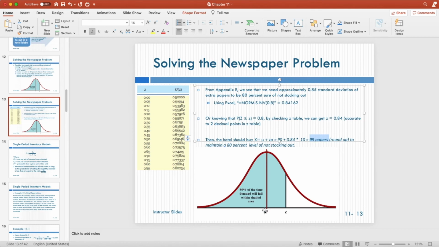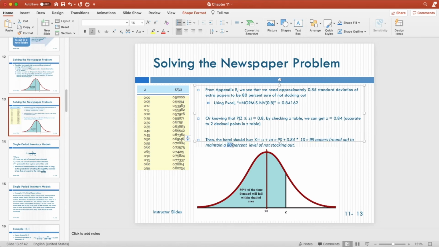If you only buy 90, let me ask you this question. If you only buy 90, then what is the corresponding percent level of not stocking out? It's 50%, right? If you only try to maintain a 50% level of not stocking out, you just buy 90 papers. But if you are trying to maintain an 80% level of not stocking out, you need to buy 99 papers.